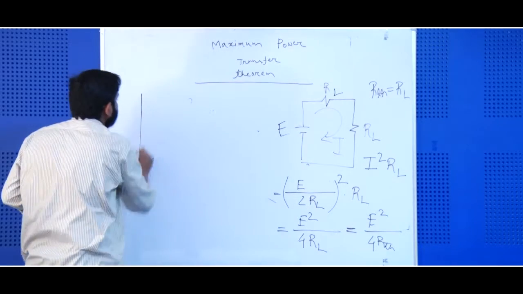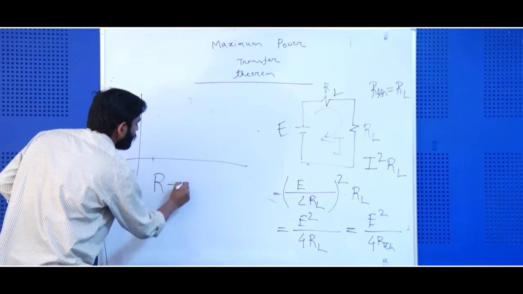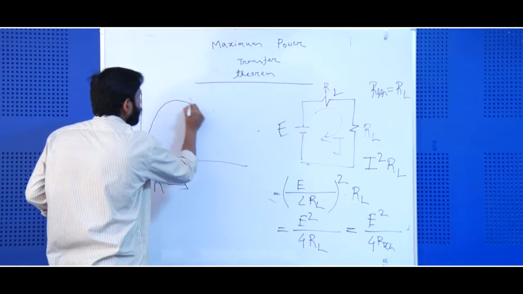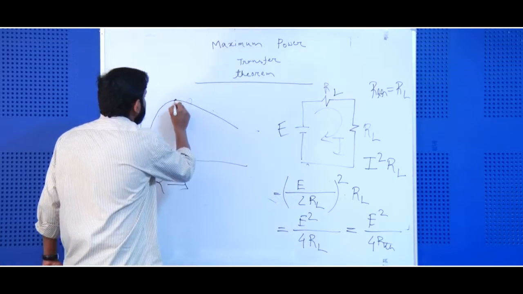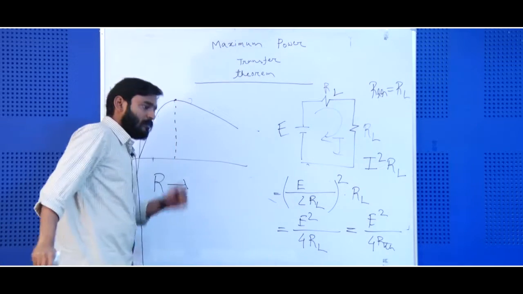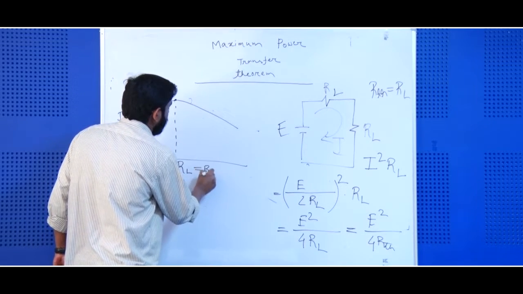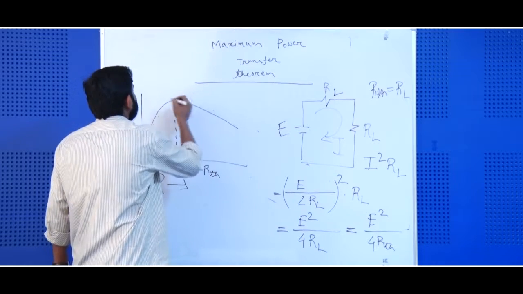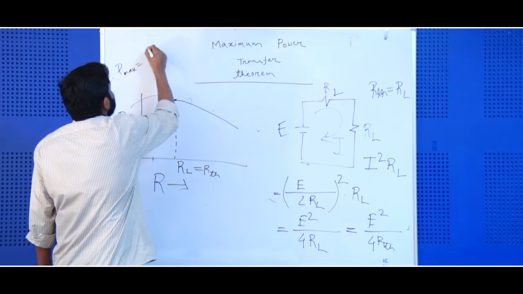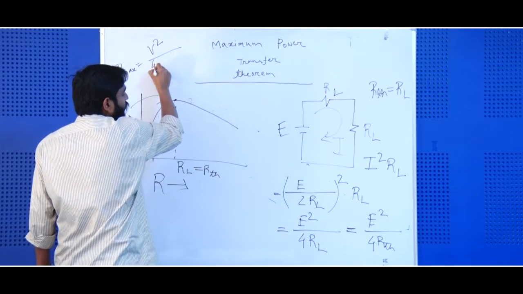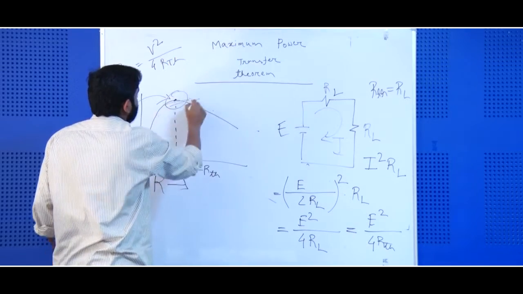As you can remember from the previous diagram that was representing the power versus resistance variation, the diagram looked something like this. At this point, the point at which the power becomes maximum, the relation is RL equal to RTH, and the value of the maximum power is equal to V square by 4 RTH. This is the point.